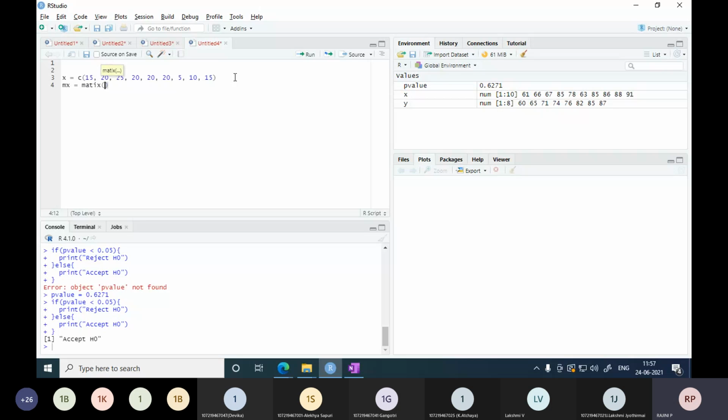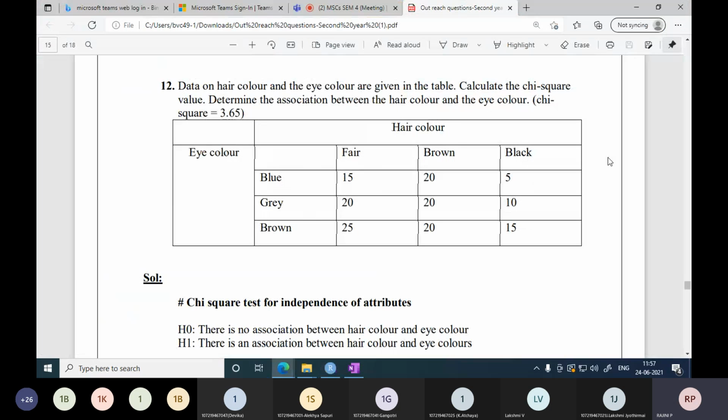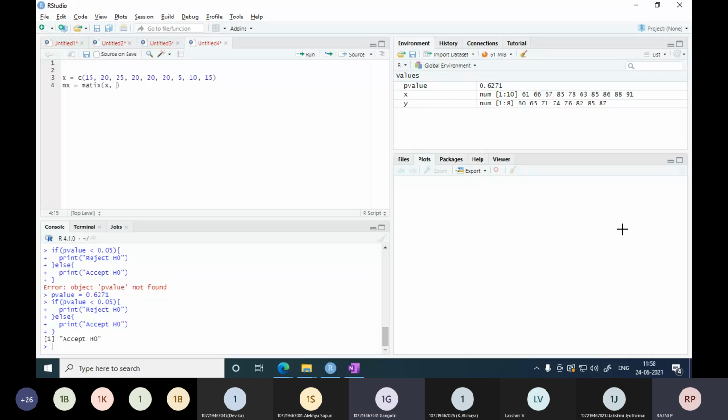Which vector do you want to convert? X vector. So the x vector you want to convert into the matrix. Okay, so in the matrix, how many rows and how many columns should we have? Check the raw data. How many rows and how many columns? 3 rows and 3 columns. Very good.